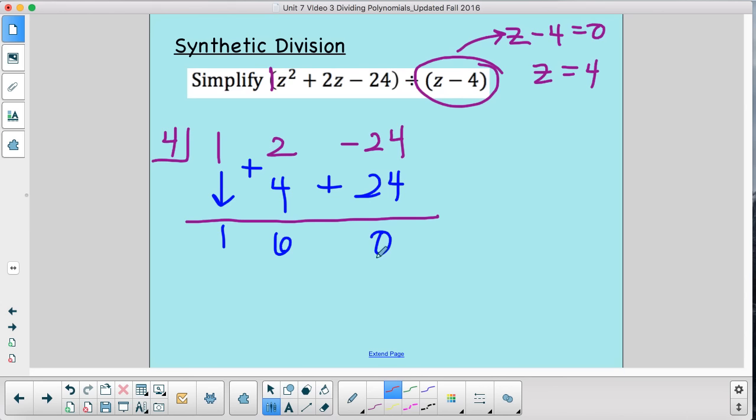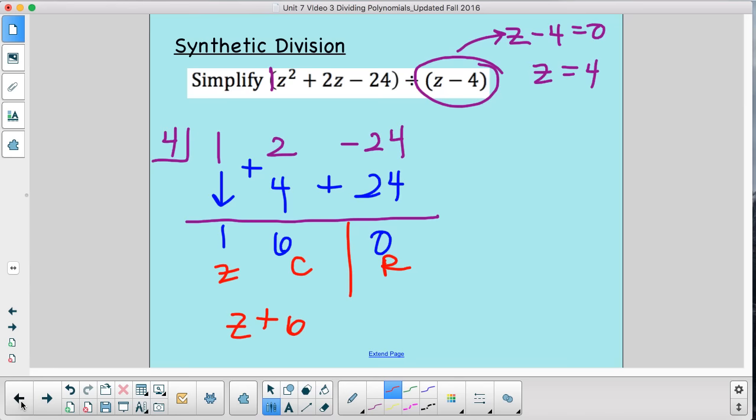The way the answer works is whatever is at the end is our remainder. This would be our constant, so a number without a variable, and then it would be z. If there was more, it'd be z squared, z to the third, and we'll look at that in a minute. So the way I write my answer is 1z, which is just z, plus 6.